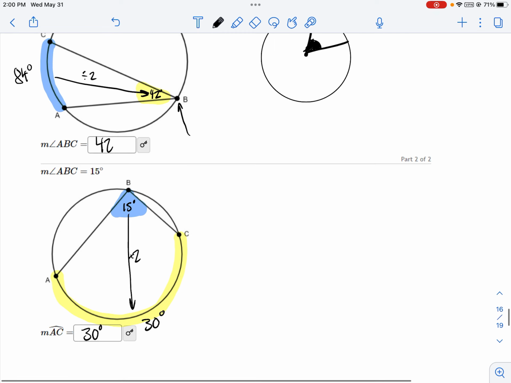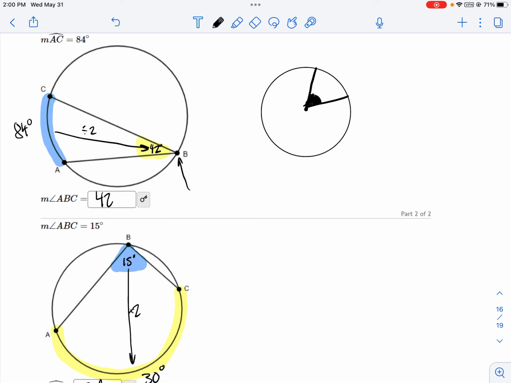Okay, so if you have the angle, double it, you get the arc. If you have the arc, half it, you get the angle.